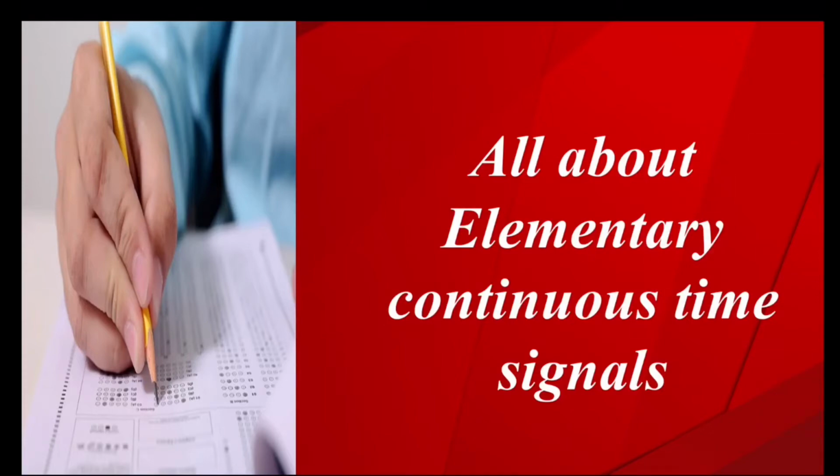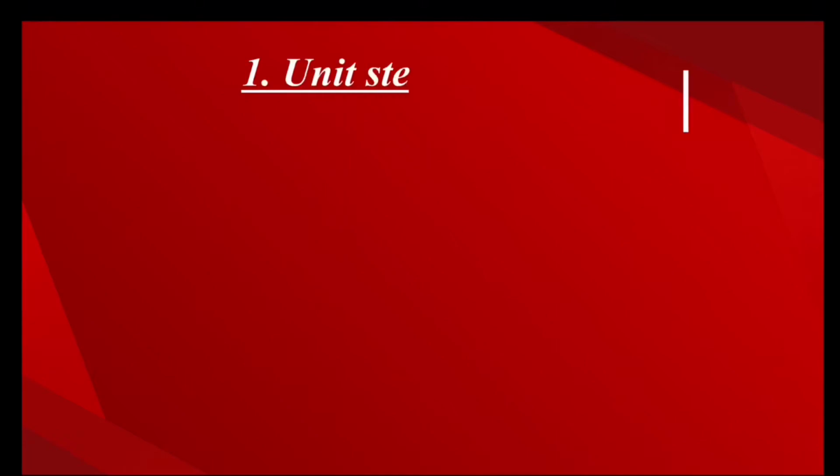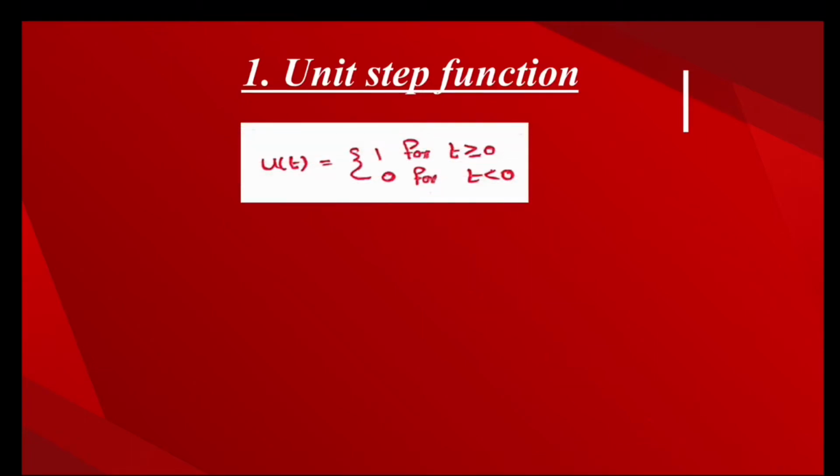Here we go. Let us first focus on one of the most important elementary continuous time signals, which is none other than the unit step function. It is represented by u of t and mathematically defined as 1 for t greater than or equal to 0 and 0 for t less than 0.